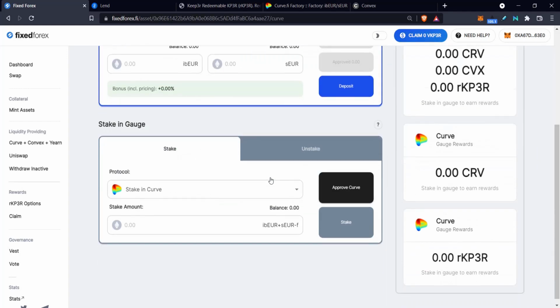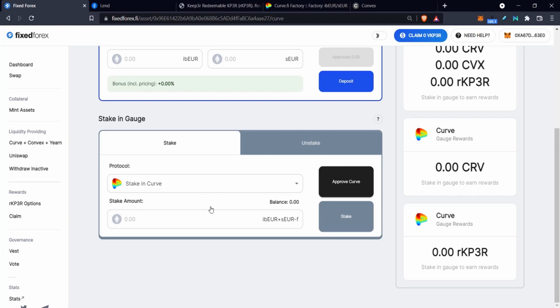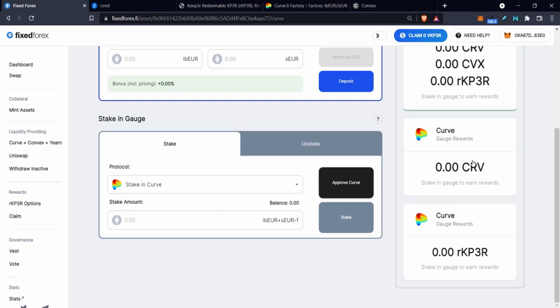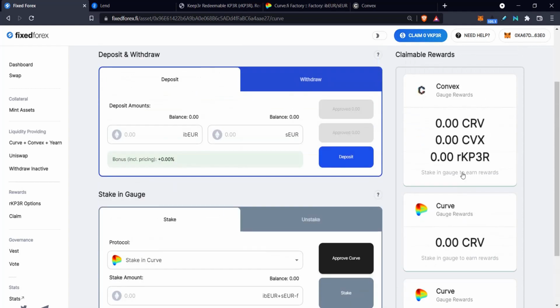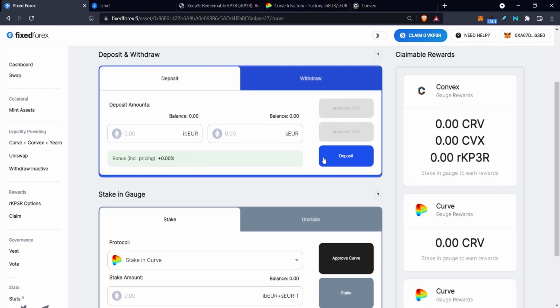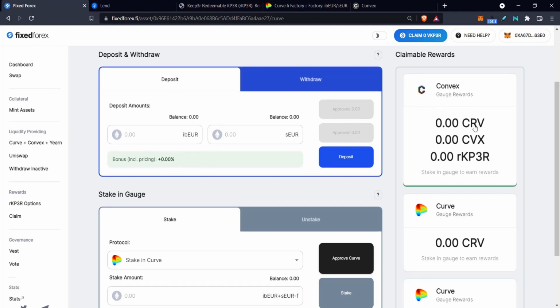So after you've staked these in here for some time, you'll start to build up some rewards here, and you can just claim them and take them back to your wallet and do with them as you please. Now, CRV is good for voting on Curve. CVX is good for voting on Convex. And then this rKeeper, I will get into it down here.